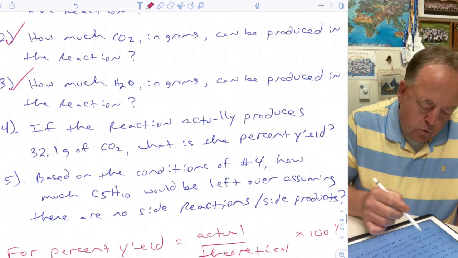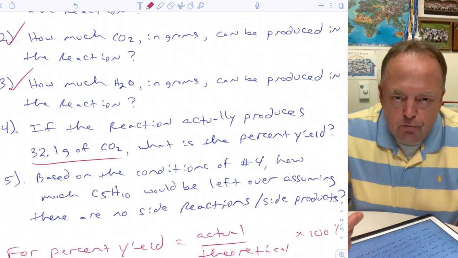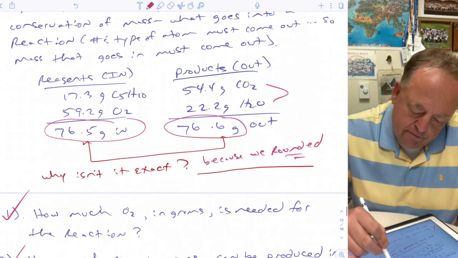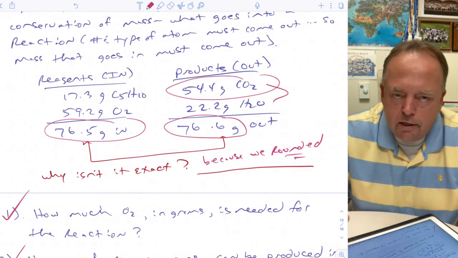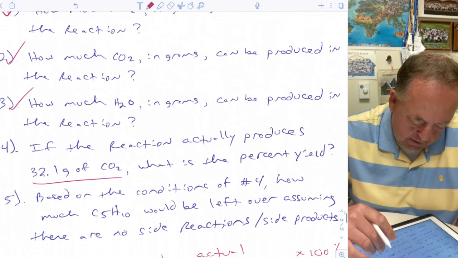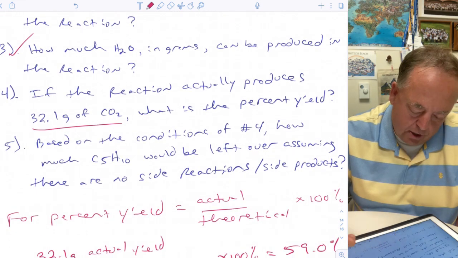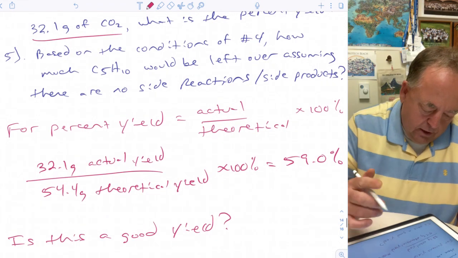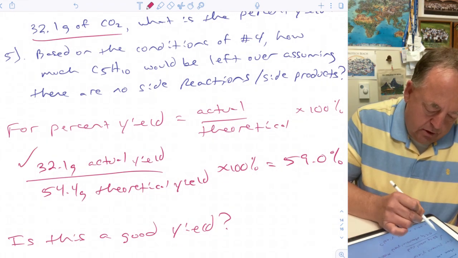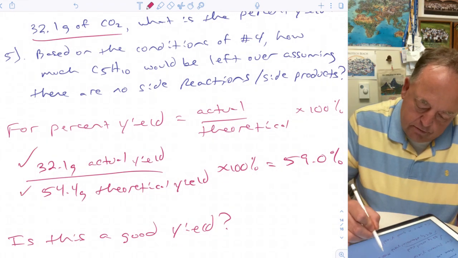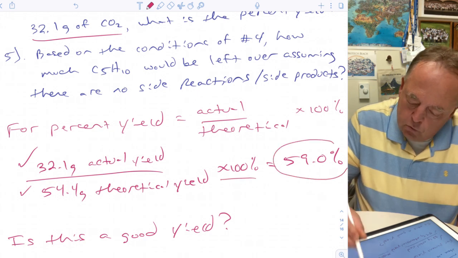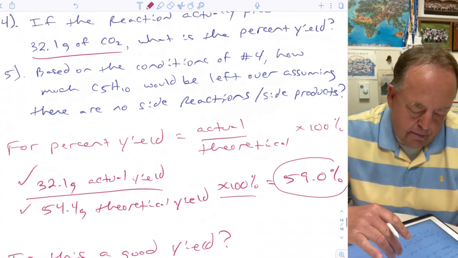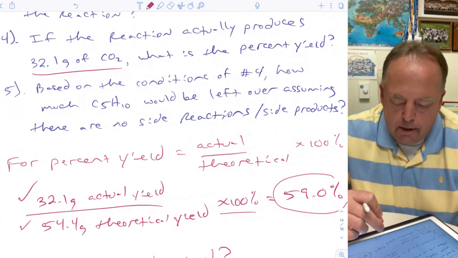So now what if the reaction only actually gave 32.1 grams of CO2? We just calculated that you could make 54.4 grams, so we can calculate a percent yield. So if you only made 32.1 grams, then you didn't get 100% yield. So what is the percent yield? So we take the actual yield divided by the theoretical yield times 100%. So that reaction would have gone in 59% yield if you made 32.1 grams in this reaction, right?